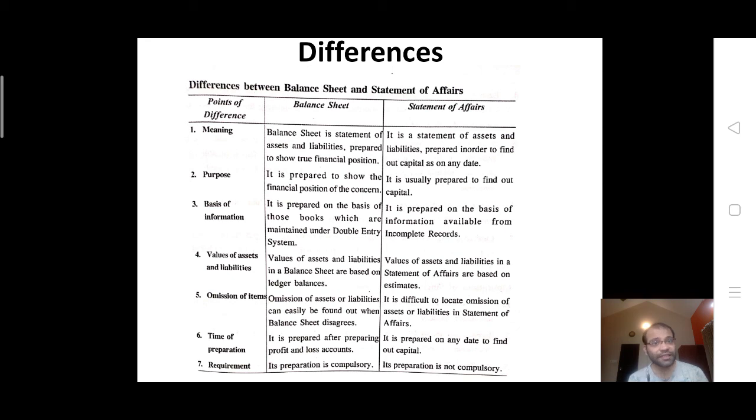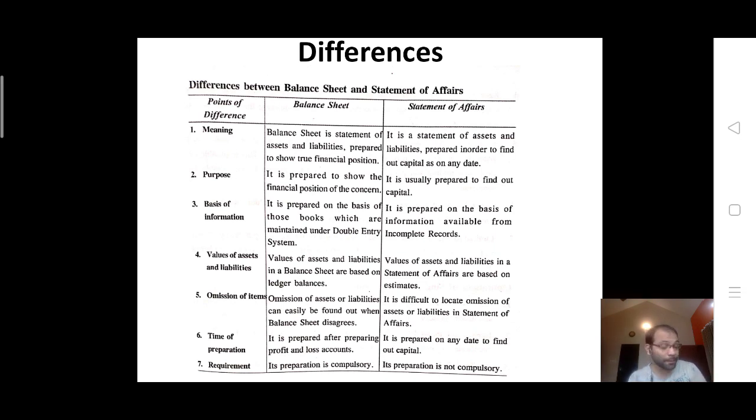The omission of items, if you find. In the case of the balance sheet, omission of assets and liabilities can easily be found whenever the balance sheet disagrees, because it doesn't get tallied. If it doesn't get tallied, we can find there is some omission happening. But in the case of the statement of affairs, it's not possible. It's very difficult to identify the omissions of assets and liabilities, since there is nothing required for tallying. There is nothing like that.